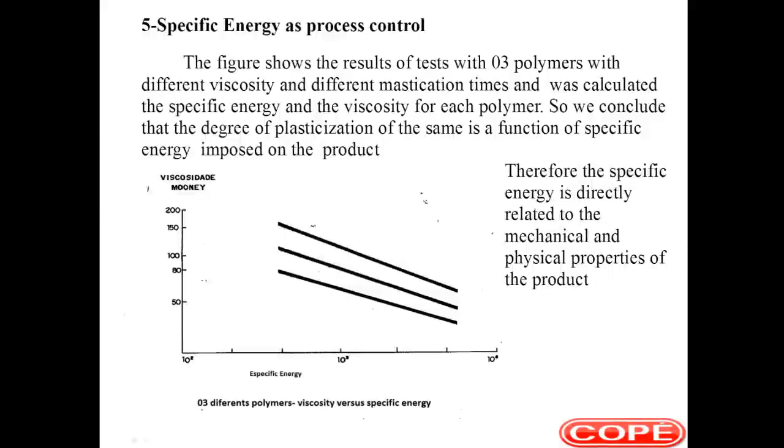This figure shows the test of three polymers with different viscosity, shear rate and shear stress. The specific energy and viscosity were calculated for each polymer. So we concluded that the degree of mixing is a function of the specific energy imposed on the product.